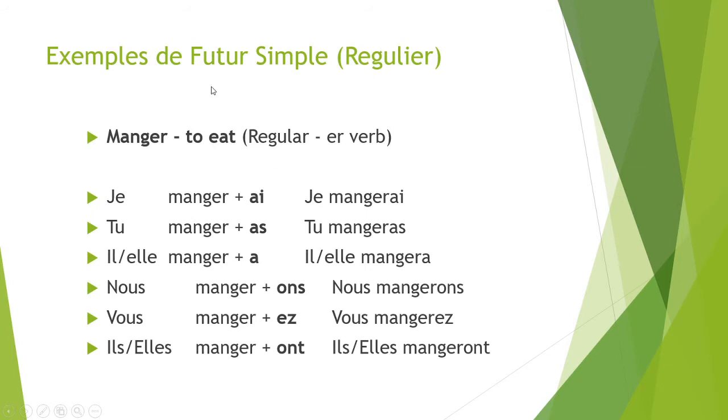Alright, so some examples of the future simple following this rule. You have the verb manger, which is to eat, and it's a regular er verb. So you form it by taking the infinitive, so just manger itself, and you add ai for the sujet je, so you say je mangerai. Same thing with tu and the rest of the subjects too. You can see here it's just the infinitive plus the endings for each subject.